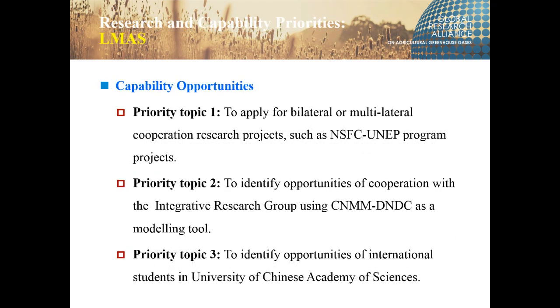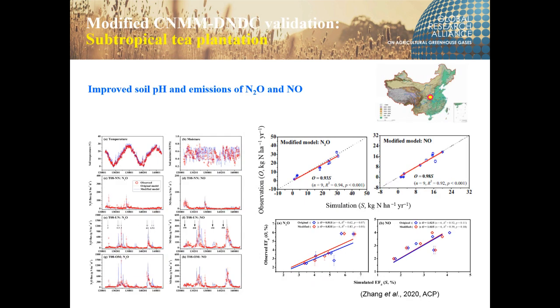On capability opportunities, we suggest 3 topics. One is to apply for bilateral or multilateral cooperation research projects. The second is to identify opportunities of cooperation with the Integrative Research Group of GRA for using this model as a modeling tool or decision-making tool. The last topic is to identify opportunities for international students at the University of the Chinese Academy of Sciences.